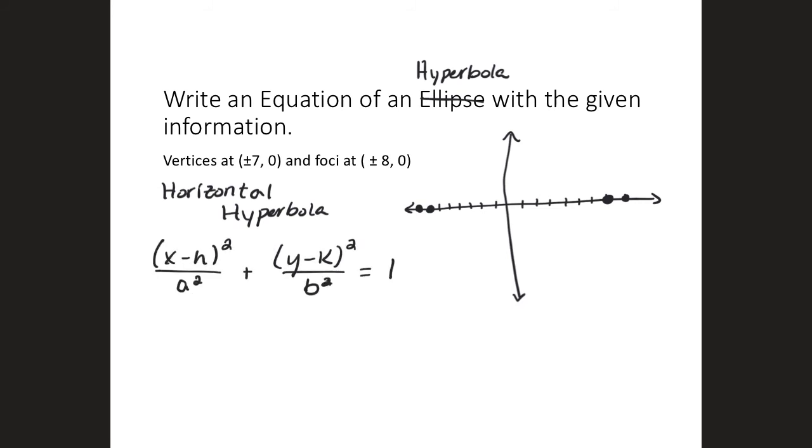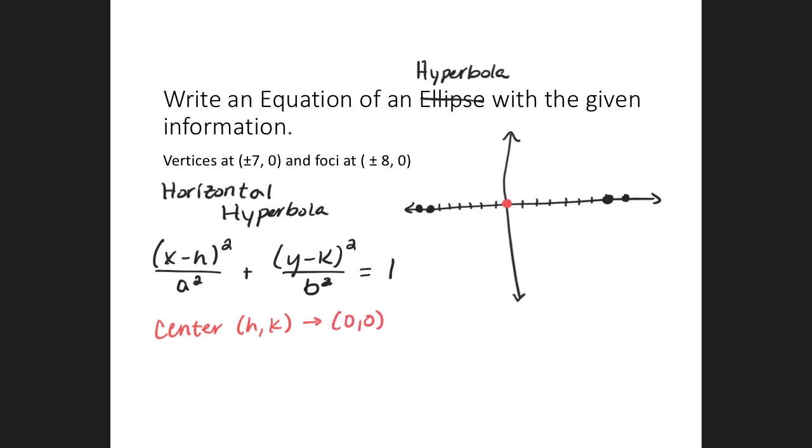Now that I have this, the first thing I want to talk about is the h and the k values. The h and the k can be found by finding the center. I can find the middle between my two vertices or the middle between my two foci. By finding the middle, I can see that the center of this hyperbola is going to be at 0, 0. Again, you can find the average of your two vertices or the average of your two foci using either one.